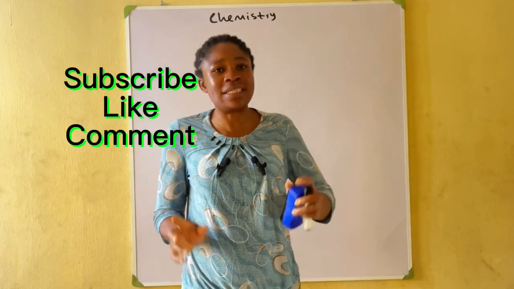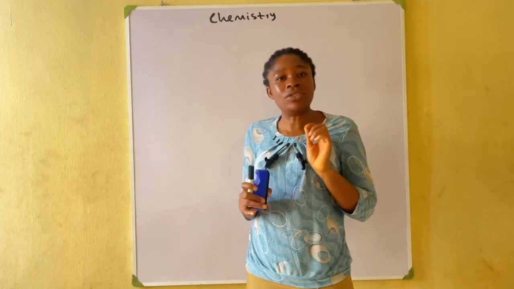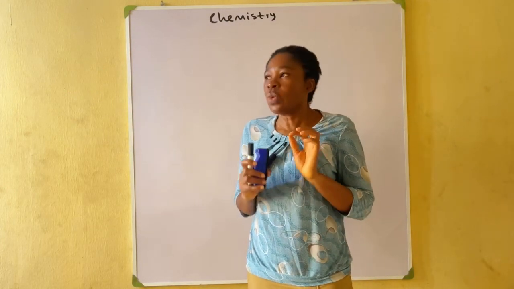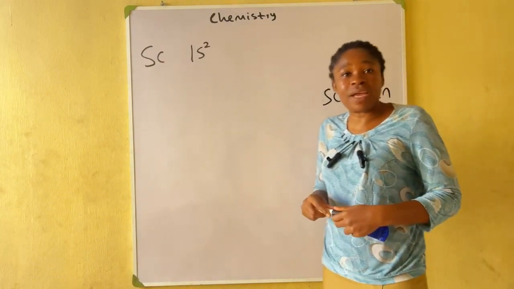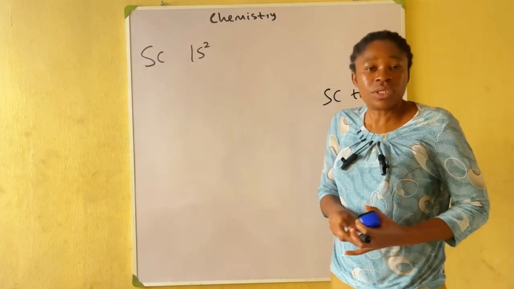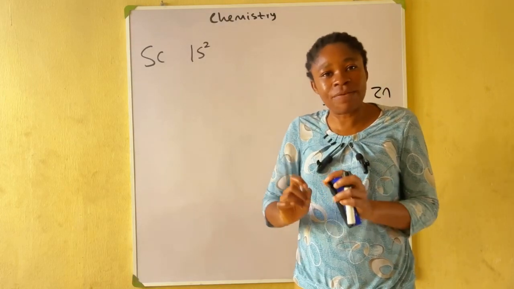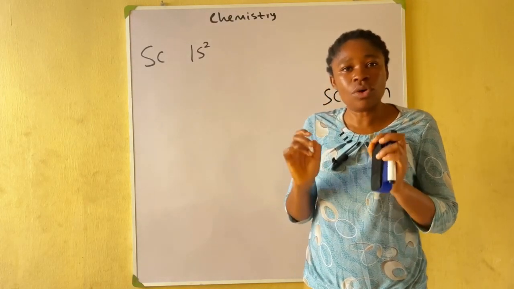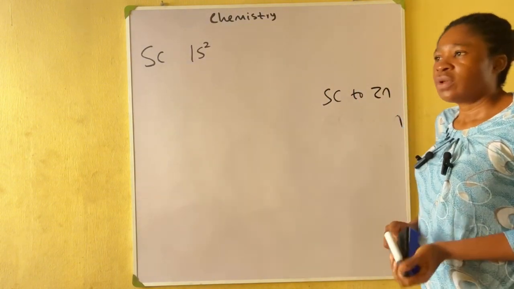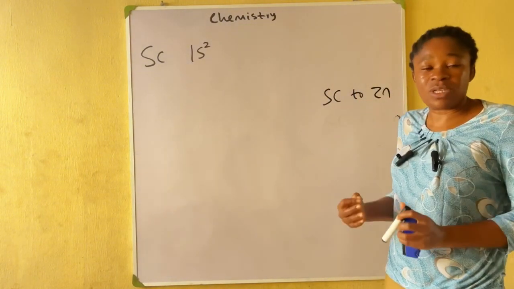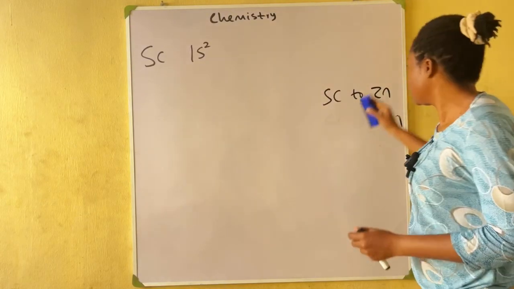Today's lesson will be looking at how to write the electronic configuration of the first transition series, so we start from scandium to zinc. Before I start, let's define a transition element. A transition element is an element which has a partially filled d orbital. Writing electronic configuration, applying the Aufbau principle will also help guide us.